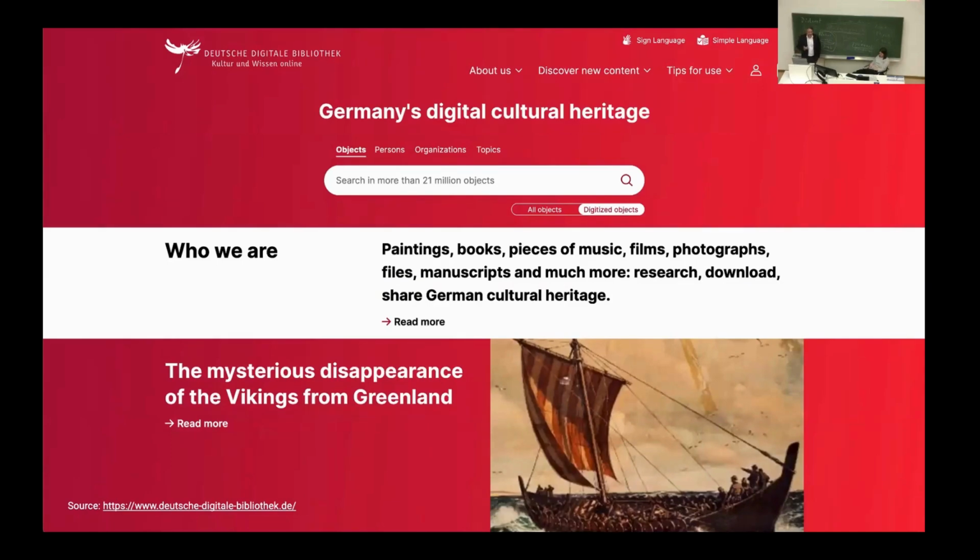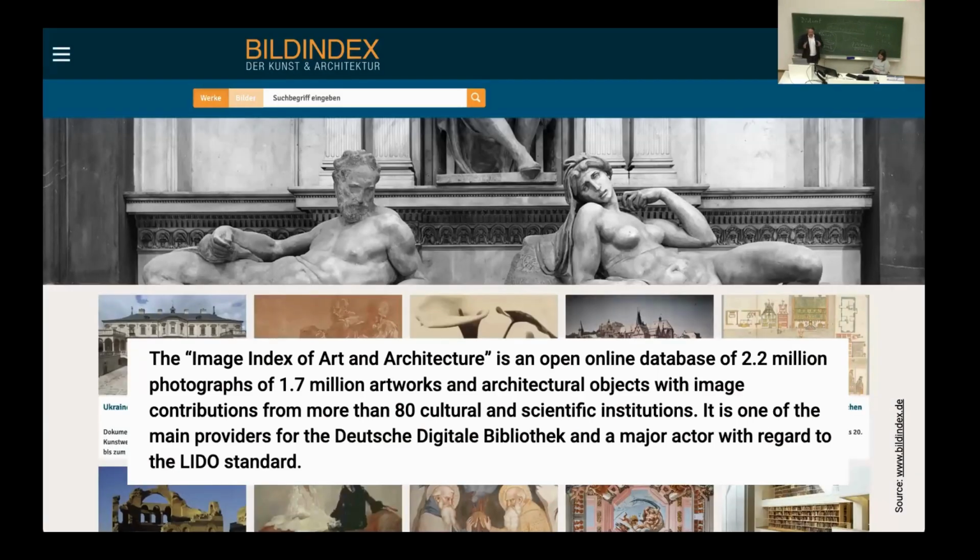This library has been built up and today it contains 21 million objects. And below that German Digital Library, to which all the cultural heritage institutions in Germany submit data, you have subject-specific aggregators, and I've just selected one. Maybe you know it, the Bildindex der Kunst und Architektur, a very important online database that contains 2.2 million photographs of 1.7 million artworks, and that's from more than 80 cultural heritage and scientific institutions in Germany.